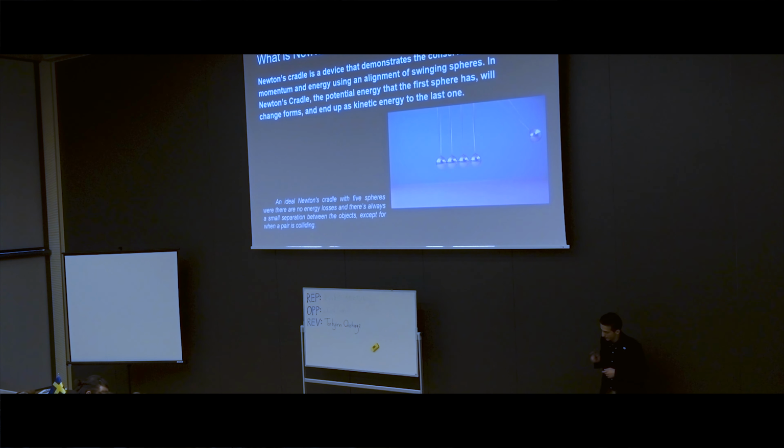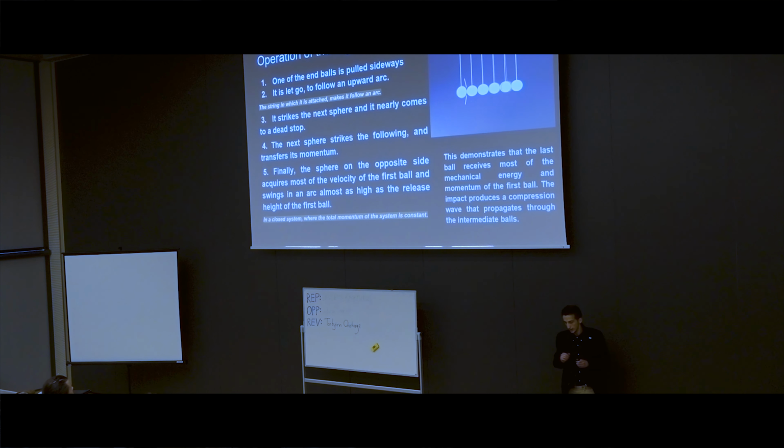Investigation. So, by the way, in addition to this, an ideal Newton's cradle has 5 spheres, where there are no energy losses and there's always a small separation between the objects except for when a pair is colliding.